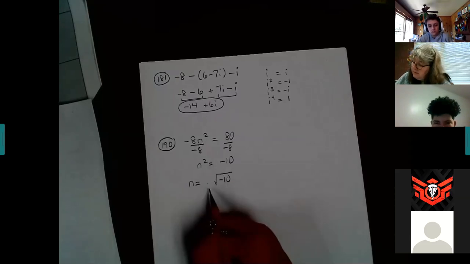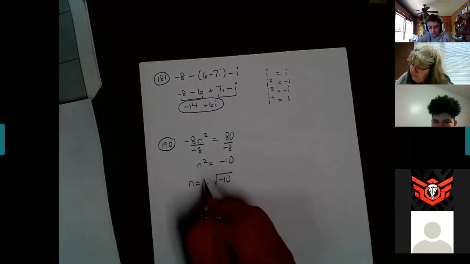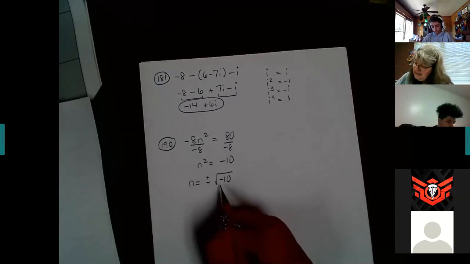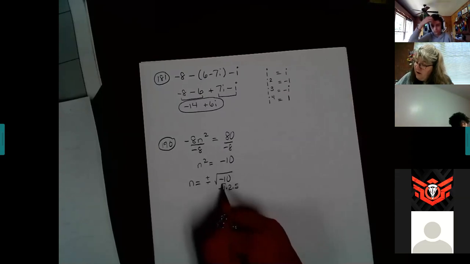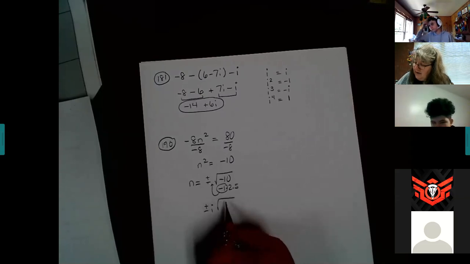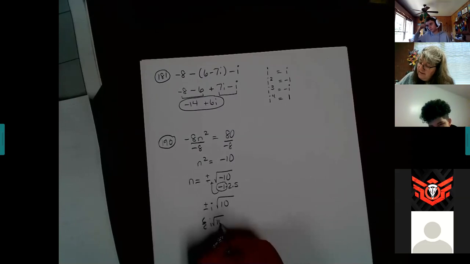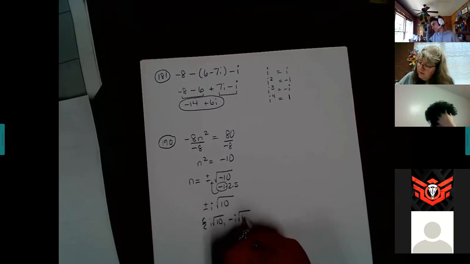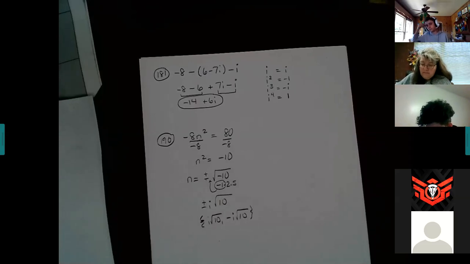Plus or minus, because there's always two of them. Now what Merrick said, this is a -10, which is a -1 times 2 times 5. All I can bring out is an i. So I have plus or minus i on the square root of 10. So how am I going to write that? i square root of 10, -i square root of 10. You with me?